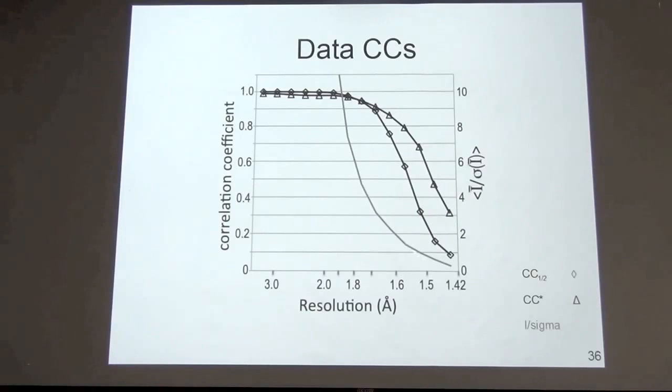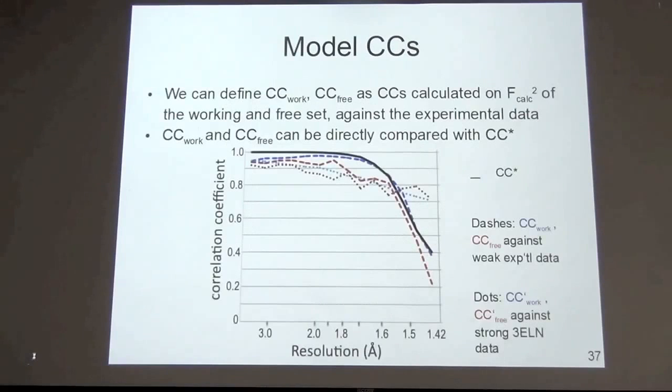I over sigma is this curve here. So when we see that the refinement actually improves the model at 1.5 angstrom, CC star tells us that the correlation to the true data is 50%, so it's not a big surprise that this amount of correlation, and so this amount of truth in the data, is helpful to improve the model.